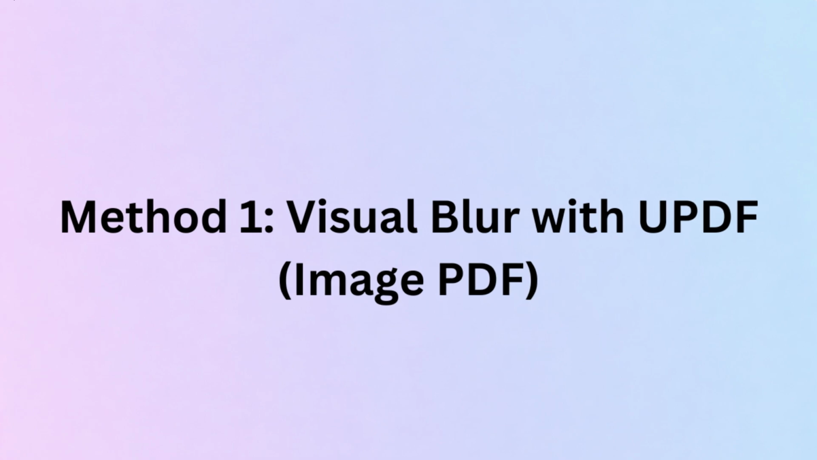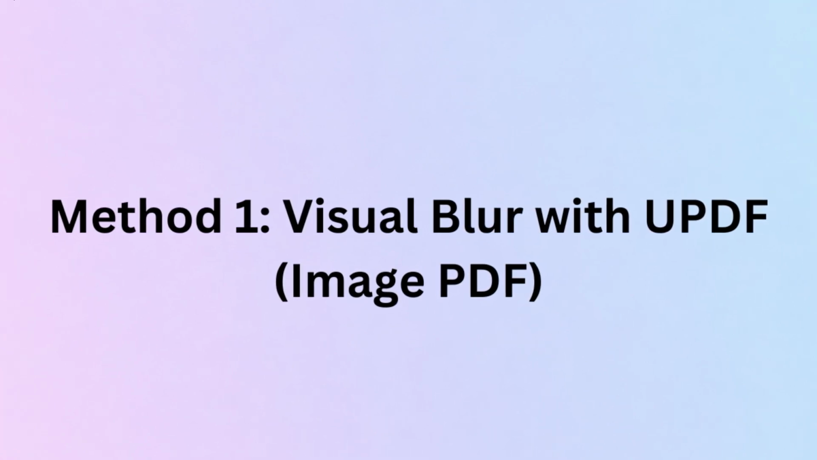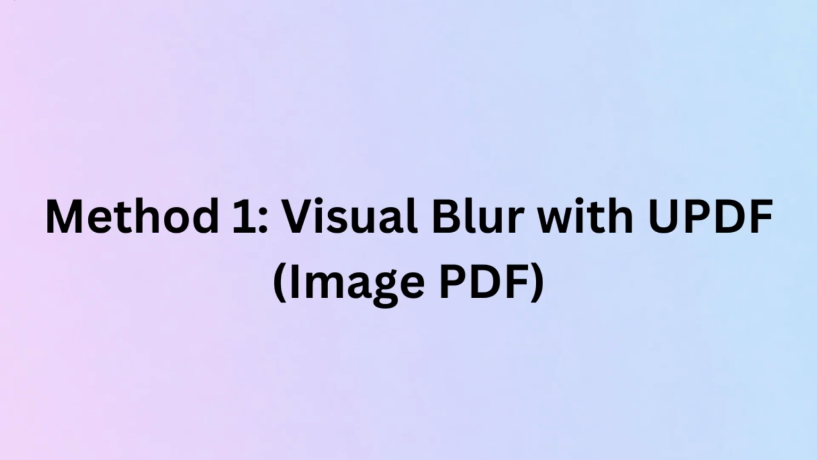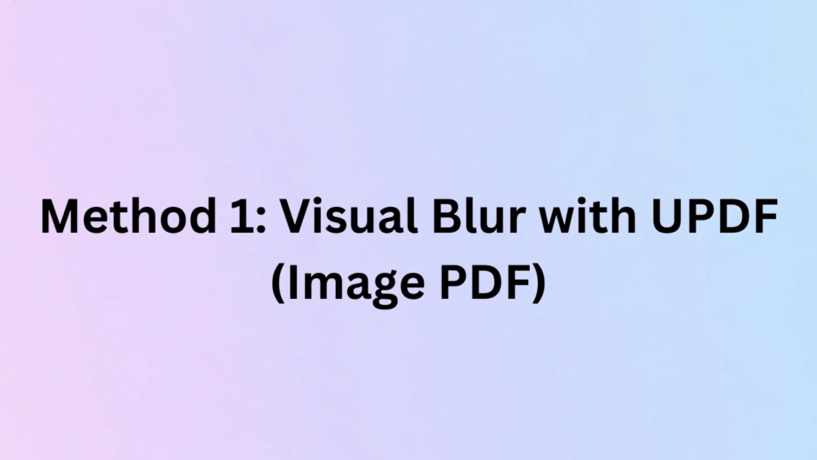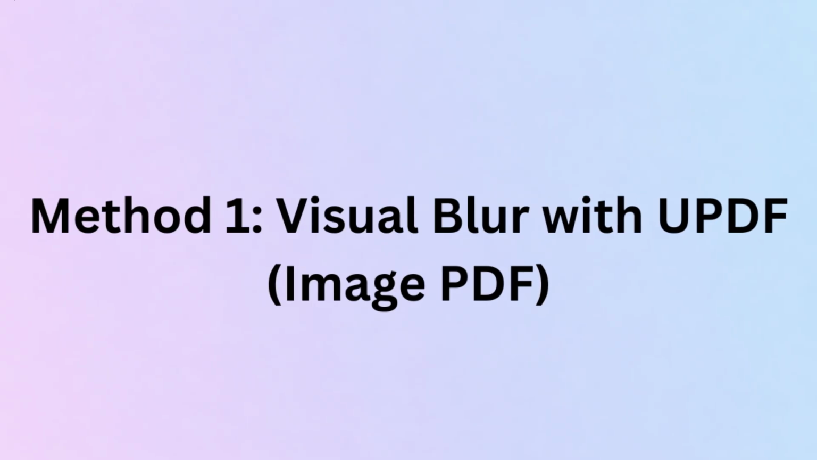In this video, I'll walk you through 3 ways to hide PDF content. UPDF Desktop offers a visual blur option that turns selected PDF pages into softly blurred images. It helps you share previews while keeping full content slightly hidden from casual viewers. Follow the steps with me to show you how you can quickly blur pages in your own PDFs.